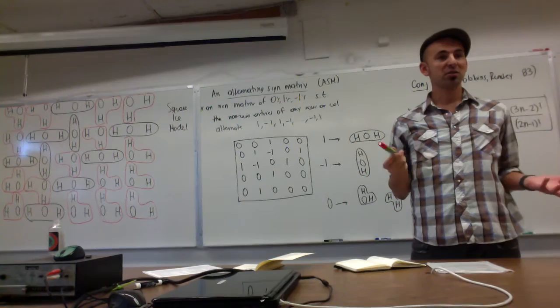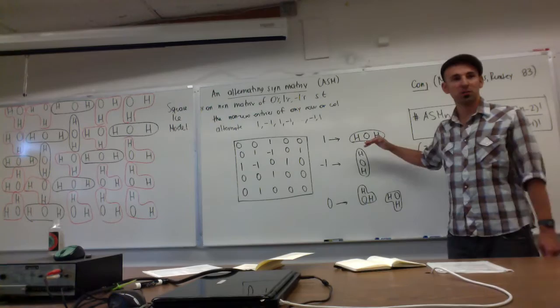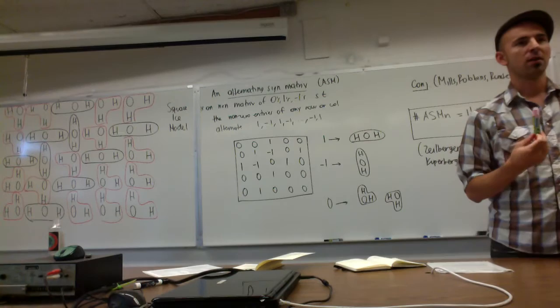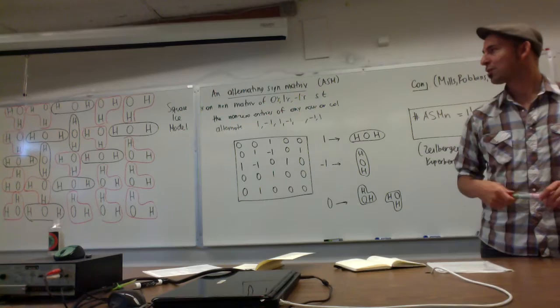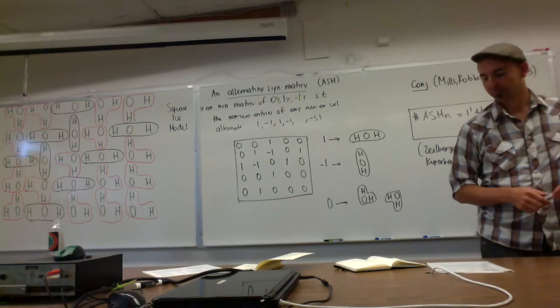So here's the theorem. The theorem is that this is a bijection. Once you lay down the horizontal particles and the vertical particles, then the rest can be filled, and it can be filled in a unique way. And so you get a configuration in the squarized model.